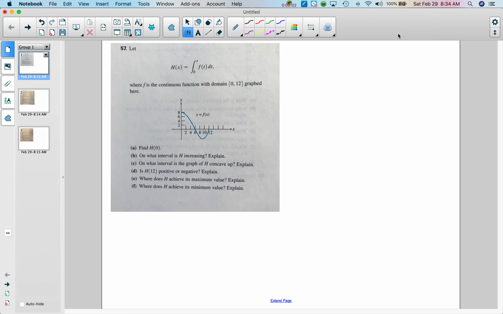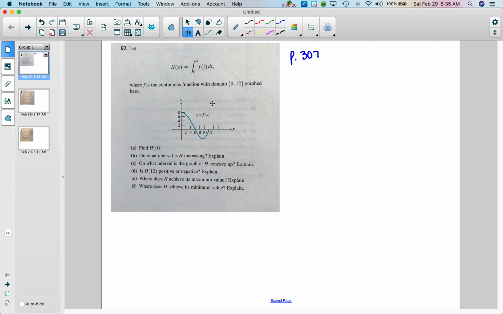Let's do an example here for you on problem 57. This is on page 307, but I have the problem here for you to look at. They give you this function, a capital H, h of x equals the integral from 0 to x of f of t dt. And they tell you that f is a continuous function with the domain from 0 to 12 graphed here.